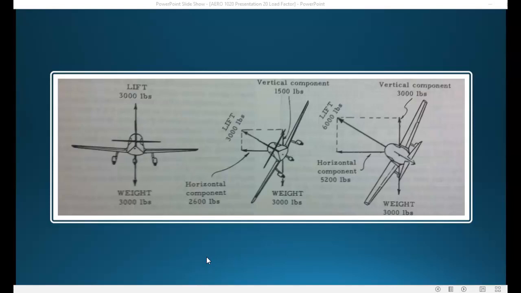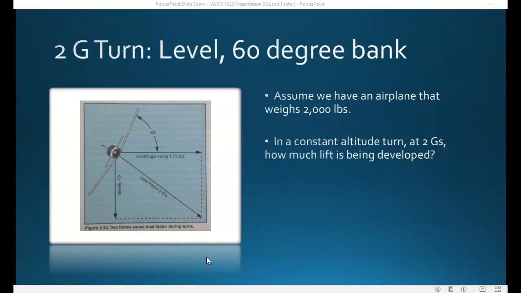The aircraft on the right is in a level bank turn. It's generating a vertical component of lift of 3,000 pounds, exactly the same as the weight of the aircraft, but the total lift generated is 6,000 pounds. So this aircraft is under a load factor of 2 Gs. If we assume that the aircraft in the figure on the left weighs 2,000 pounds and is in a constant altitude turn in a 60-degree bank, the aircraft is generating 2 Gs. So the aircraft should be generating twice its weight in lift, or 4,000 pounds.